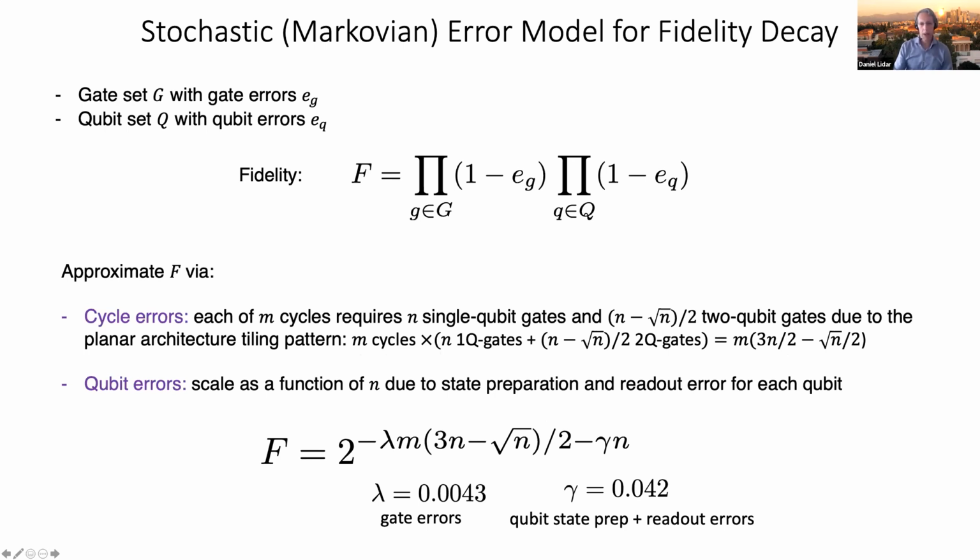And the qubit errors, the second part of this expression, scale as n, because for every qubit you have a state preparation and dominantly a readout error. So another fit parameter is gamma here, which turns out to be about 10 times larger than the gate error rate. So that's the extremely simple derivation of this expression for the fidelity. And one of the questions I'd like to pose to the workshop participants, as a challenge, is to come up with a much more sophisticated and better error model. I think that's a really interesting problem.